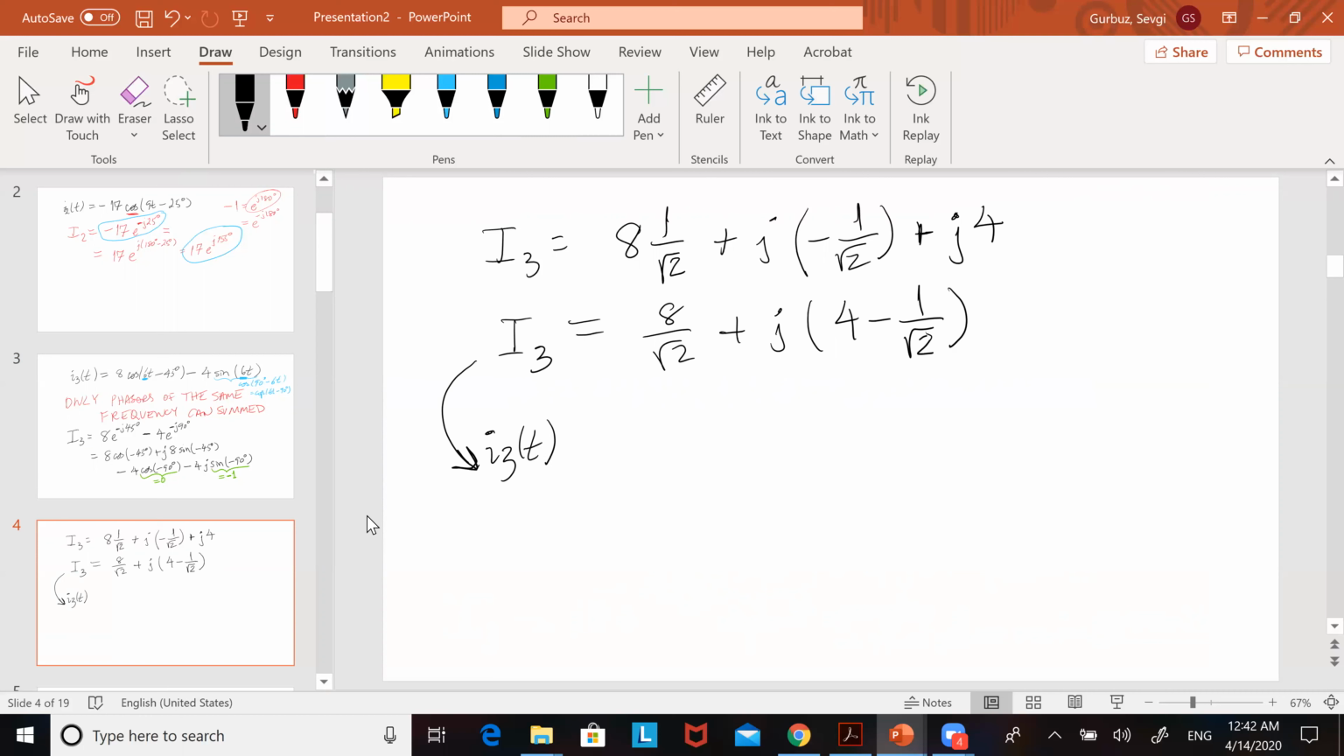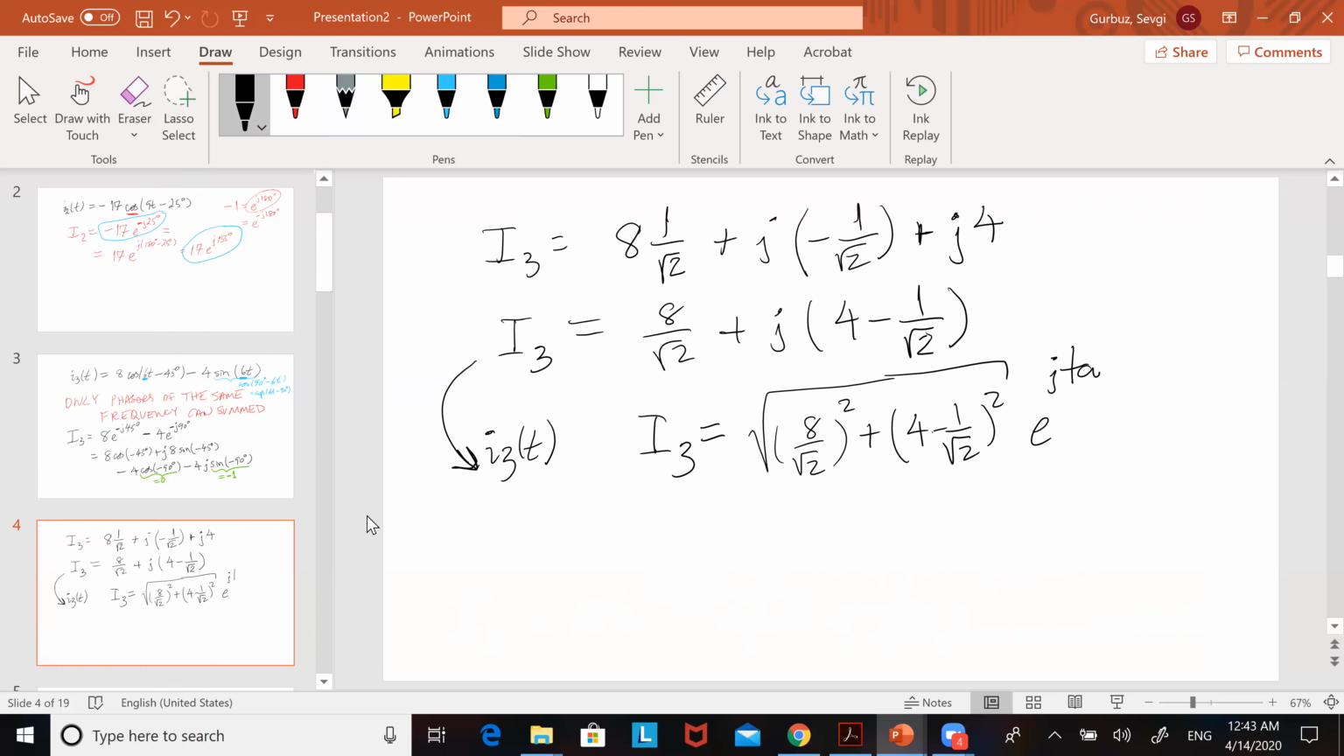To do this, I first need to express this phasor in terms of polar format. So let's calculate what the magnitude and phase of this would be and write the phasor in polar format. The real component is 8 divided by the square root of 2. So I would have 8 divided by the square root of 2, squared, plus the square of the imaginary component, so 4 minus 1 over the square root of 2, squared. And then this would be e to the j tangent inverse of the imaginary component, which is 4 minus 1 over the square root of 2, divided by the real component, which is 8 over square root of 2.